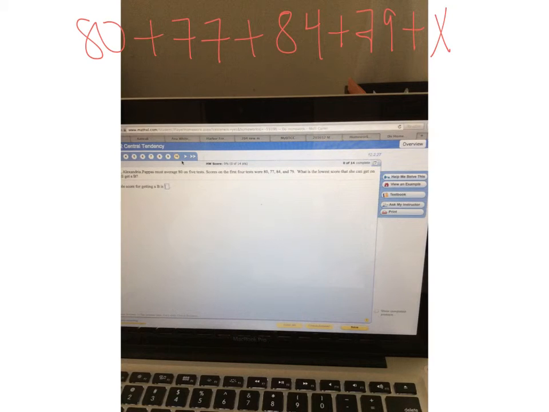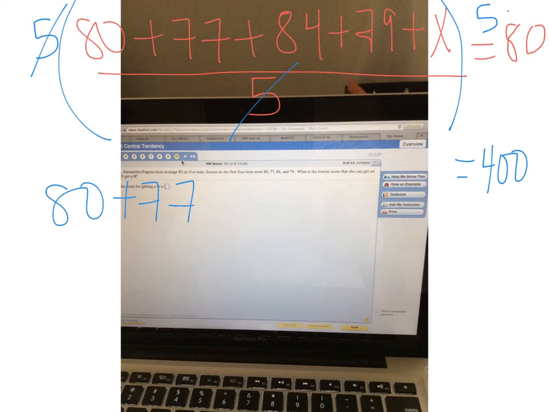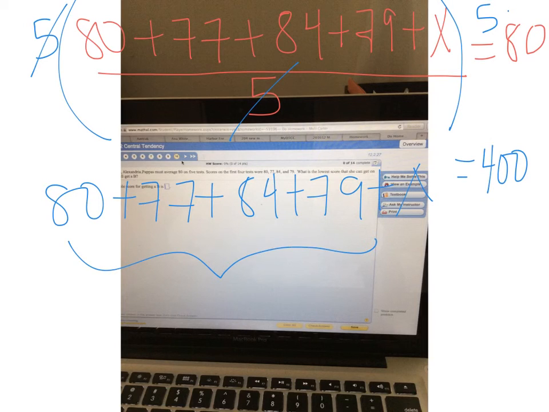So I'm going to divide by 5 because there's 5 tests total with that unknown, and I want that to be the 80. So now to solve this, first thing you're going to do is multiply both sides by 5. That's going to get rid of that 5 in that denominator. And I think from there you should be okay. So over here then we've got 400. We've got 80 plus 77 plus 84 plus 79 plus X. So you got to add those numbers up and then subtract it from the 400. I think that takes care of all the homework issues that you may have.